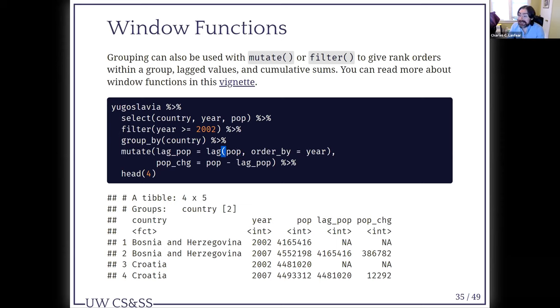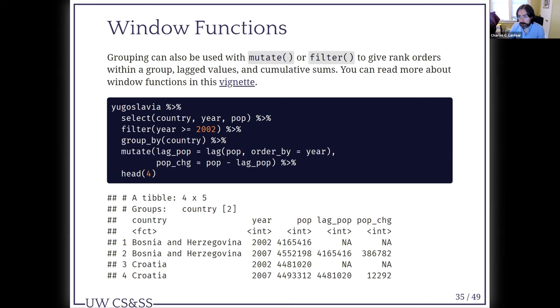Lag just gets the previous row's value of something. Order by says make sure they're in ascending year order. So it kind of arranges the data first and then gets this as last year's population, or the previous year's population. Then calculate population change, which is the difference between the current year's population and last year's population.